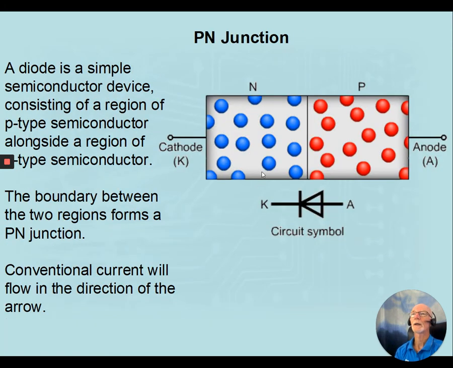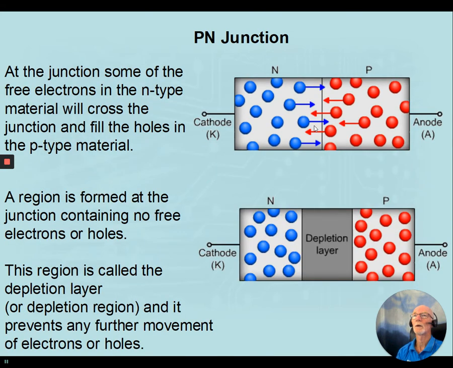Now, when we bring a piece of P-type material and a piece of N-type material together, we create a P-N junction, and there's a barrier here. And what happens when we bring these together? Electrons on the N-type see the holes on the P-type, and they migrate towards the junction, and they're able to cross the junction, and they create a depletion layer, or an area that's depleted of electrons and holes.